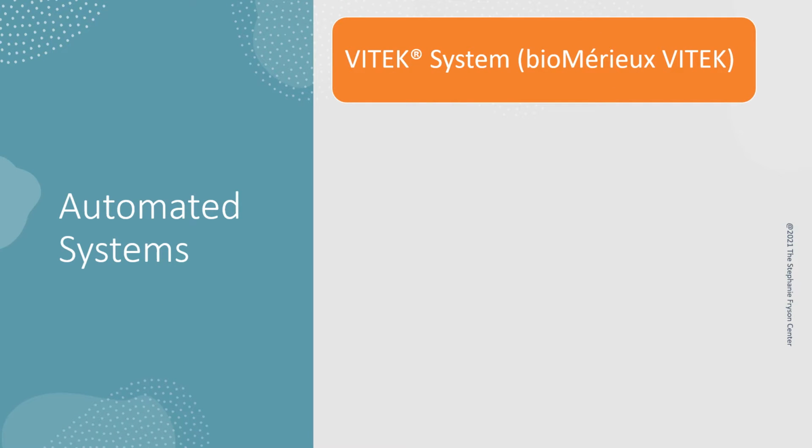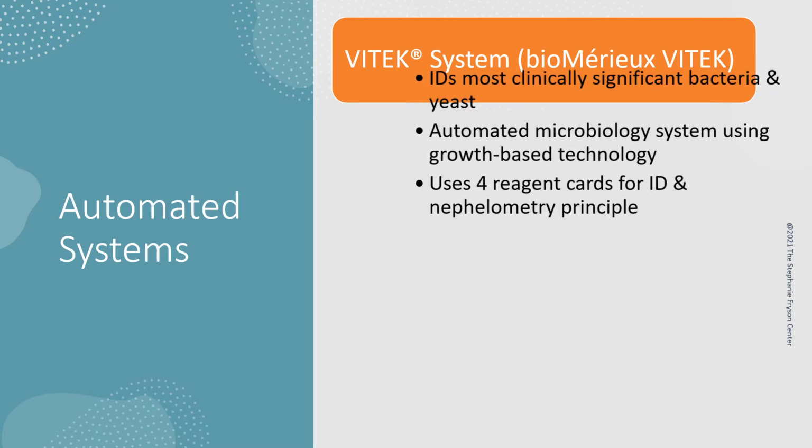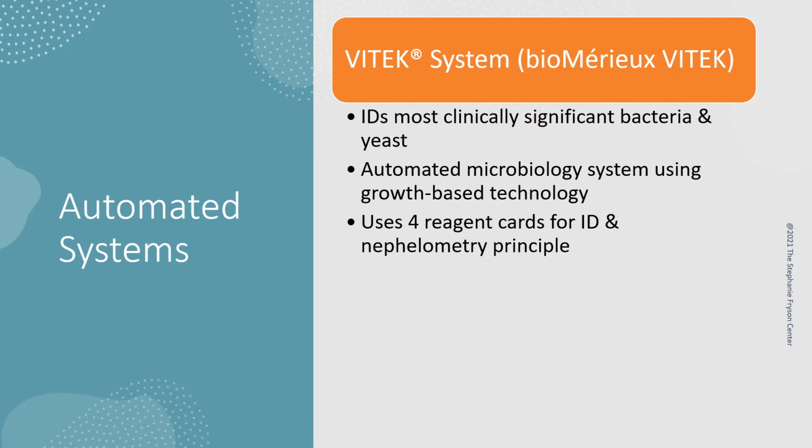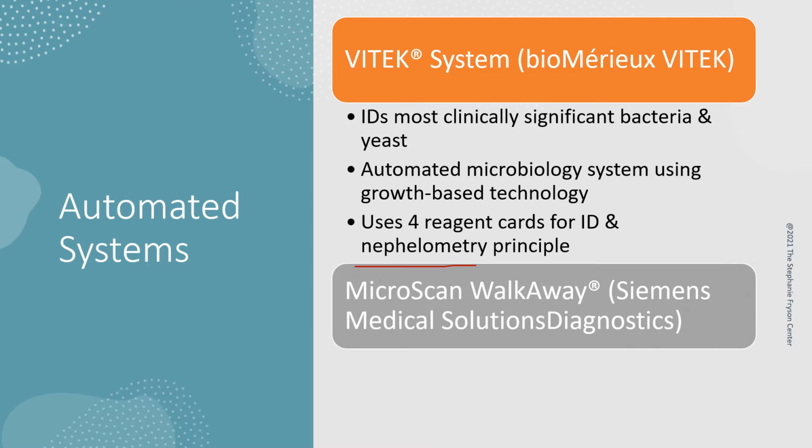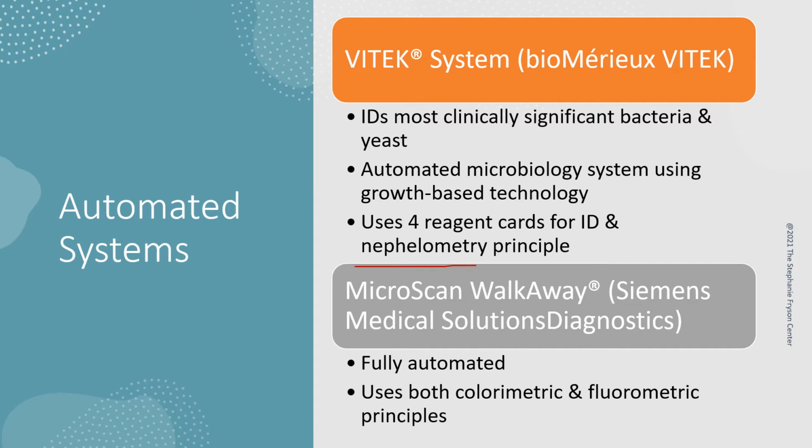Vitek, oh God, Vitek, I've used Vitek for many, many years. Very useful. Vitek is good because most of your clinically significant bacteria and yeast are identified with the Vitek system, and you can pretty much walk away from it. It's an automated system. It grows it out. It has different reagent cards for identifying the organism. And of course, the principle, nephelometry. There's also the MicroScan WalkAway by Siemens. It's fully automated, uses colorimetric and fluorimetric principles, which, again, is what you're going to need to know: what that actually means for these systems and how it works.